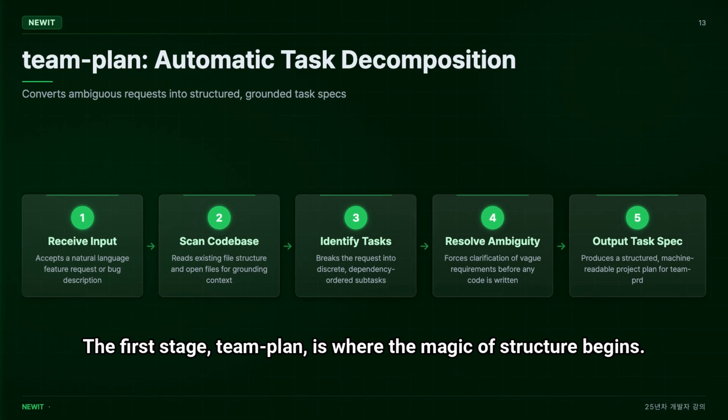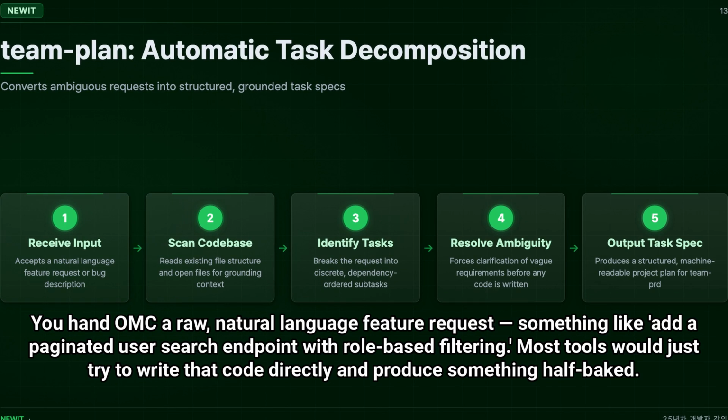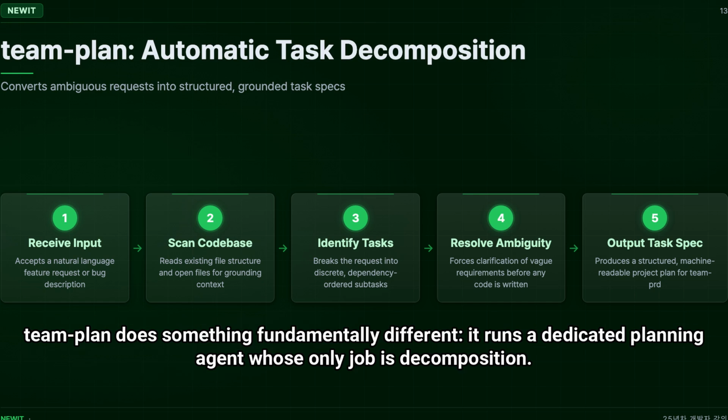The first stage, team plan, is where the magic of structure begins. You hand OMC a raw, natural language feature request, something like add a paginated user search endpoint with role-based filtering. Most tools would just try to write that code directly and produce something half-baked. Team plan does something fundamentally different. It runs a dedicated planning agent whose only job is decomposition.